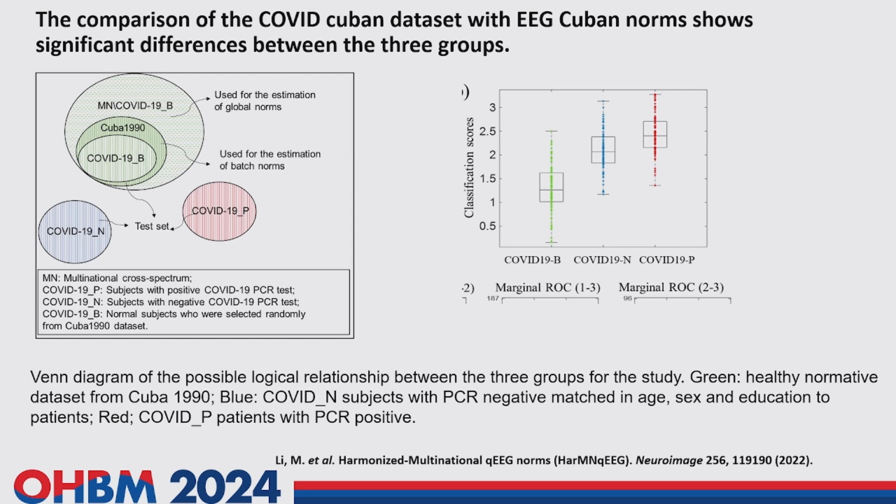In a similar design to the malnutrition example, we use harmonized QEEG descriptors to discriminate between PCR positive, PCR negative, and a subsample of the Cuban healthy controls, in green, used in the multinational norms. As can be seen on the right, the controls are very different from the hospitalized participants. Deviation from the norm increases as one goes from controls to PCR negative to PCR positive.